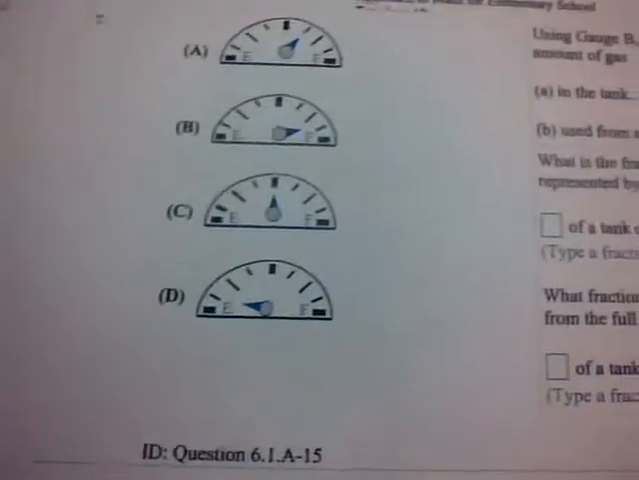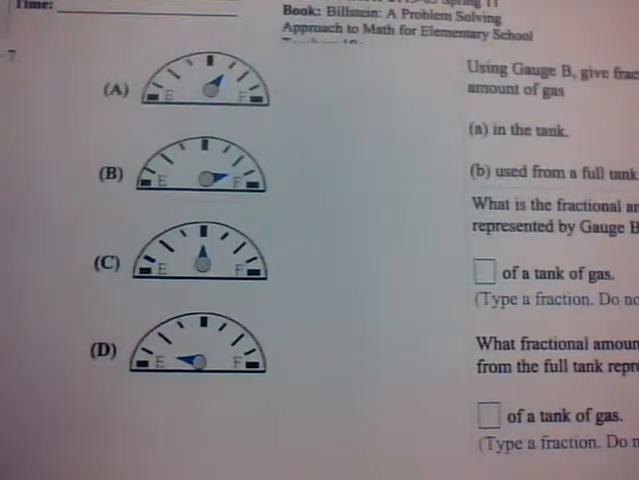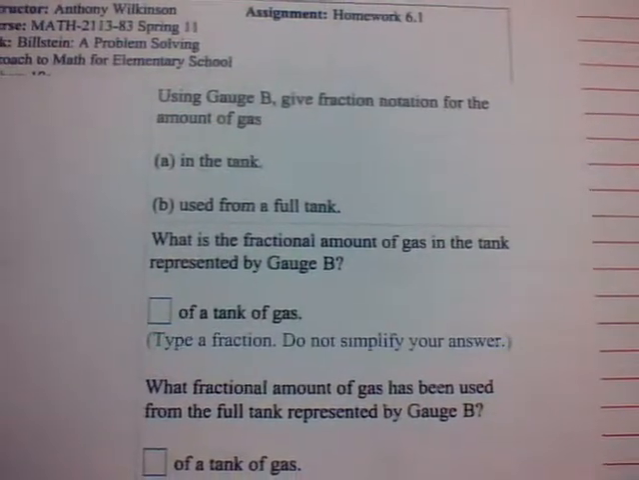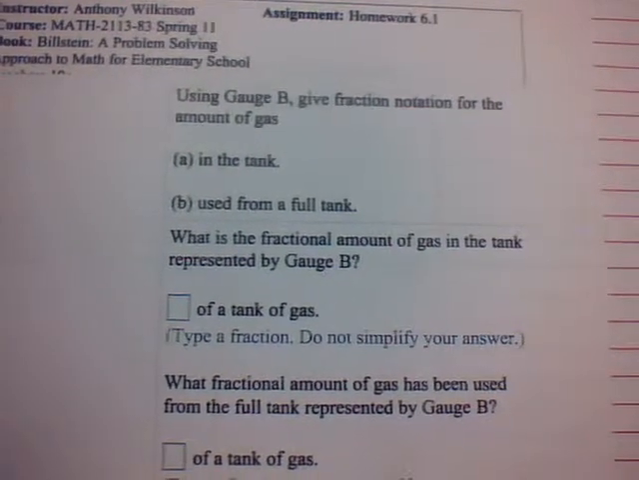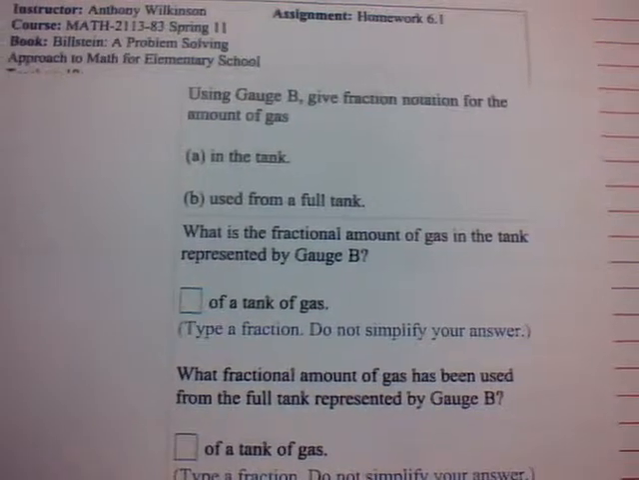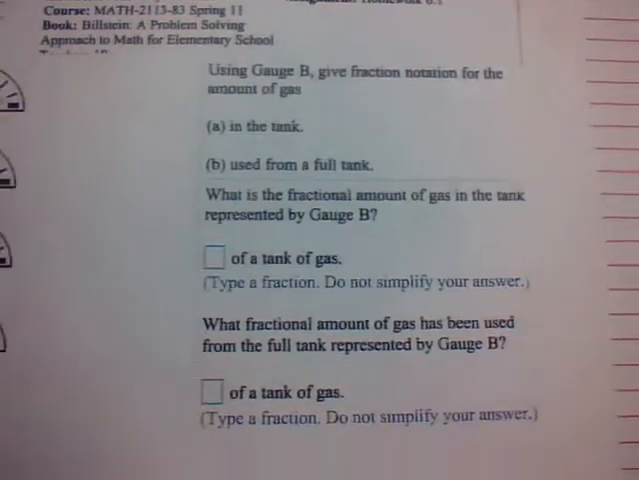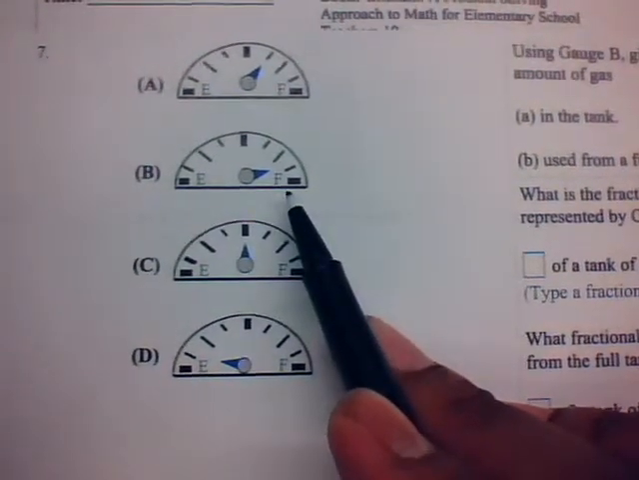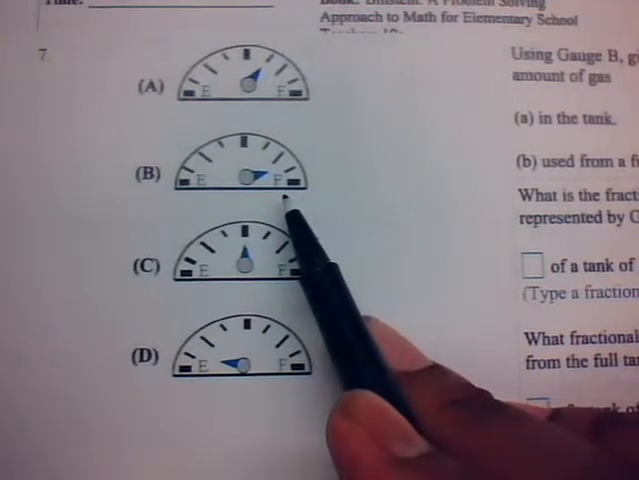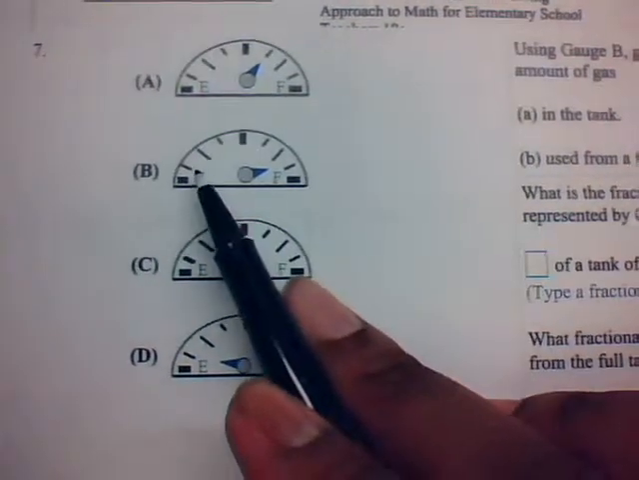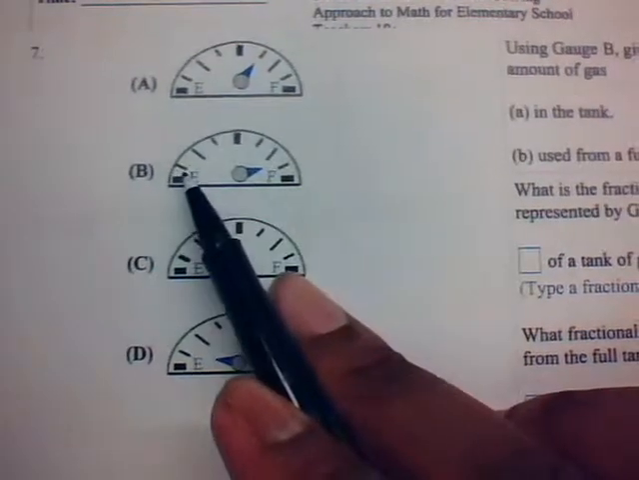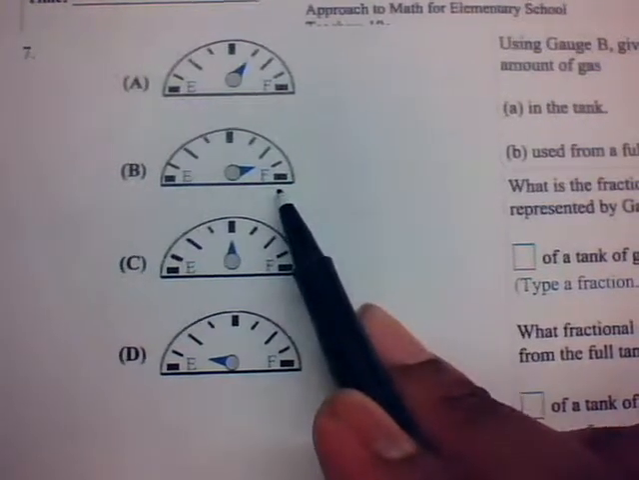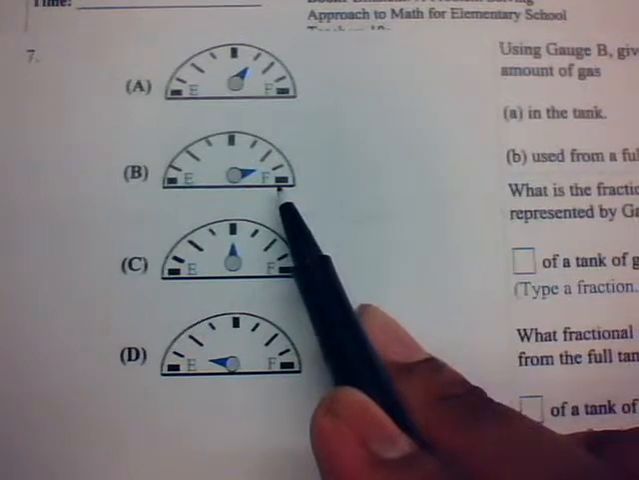Okay, number 7. In this case, we're going to use gauge B to give fraction notation for the amount of gas in the tank and the amount of gas used from a full tank. All right, here's gauge B right here. By looking at this, it's sectioned off into 8ths, because that's like 1/8, 2/8, 3/8, 4/8, all the way up to 8/8 or 1 whole. And that F will represent the full tank of gas, or 1 whole tank.